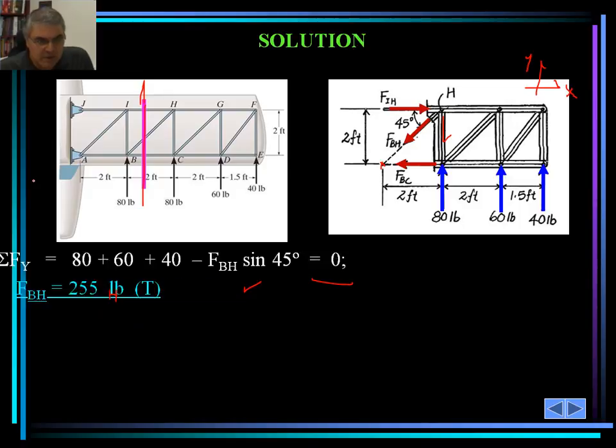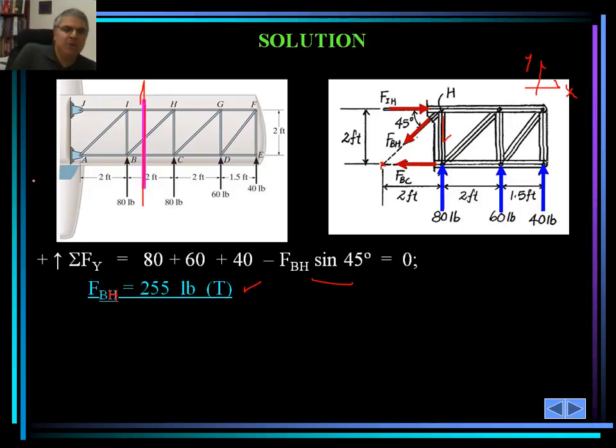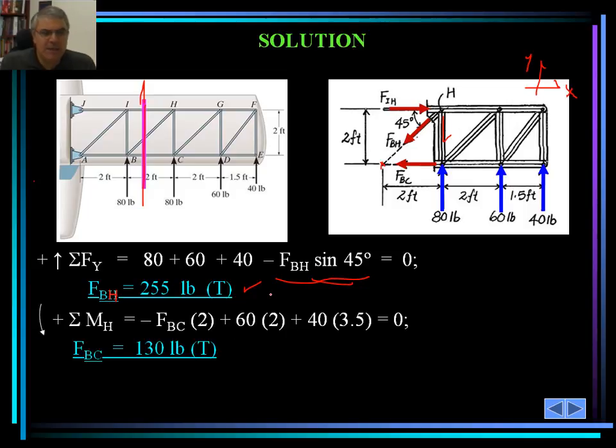So it's actually F sub BH, 255 pounds. This actually was the Y component of F sub BH, but this is F sub BH at 255 pounds. The reason for that is, again, it's in tension because we assumed it was away from the joint, and it turned out that the answer is positive, so it is actually in tension. Then we take the summation of moments about point H and set that to 0.